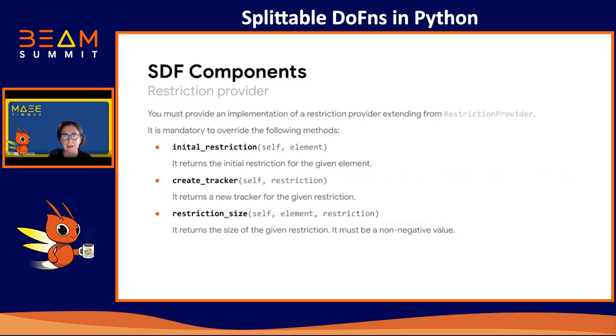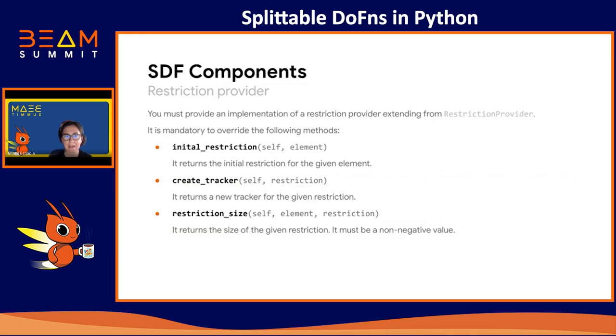We said we need a restriction provider, so we have to extend from the RestrictionProvider class, and there are three mandatory methods that you will need to implement. The first one returns the initial restriction. For instance, in the scenario where we were processing a file, it will return an offset range with the start being zero and the end being the file size in bytes. So that would be our initial restriction.